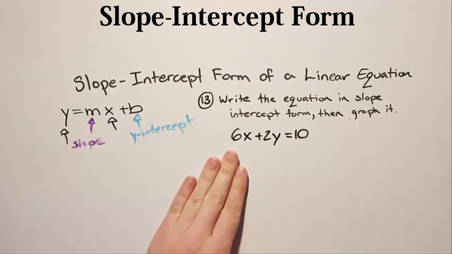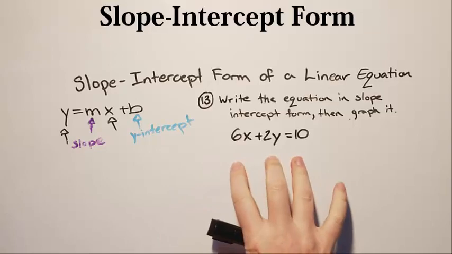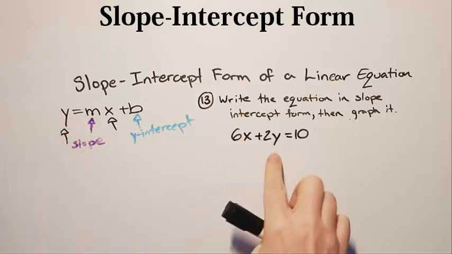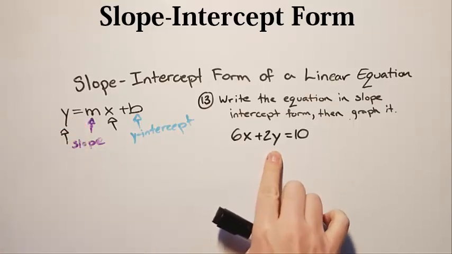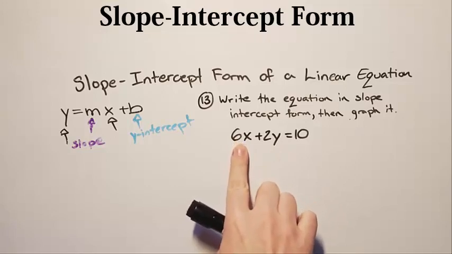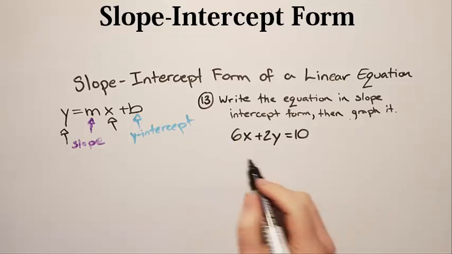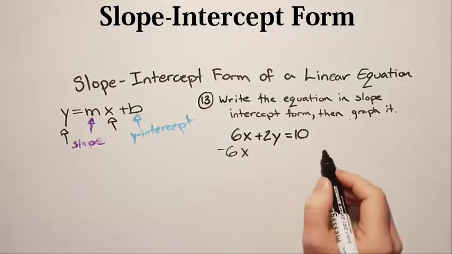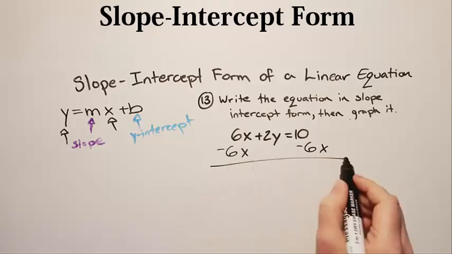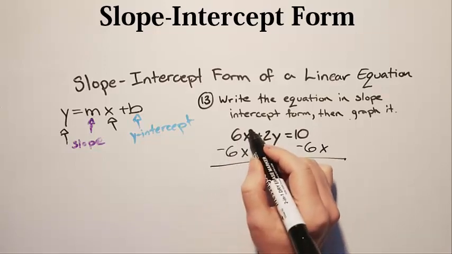This needs to be in slope-intercept form. It is not a y equals problem like it needs to be. So I need to solve for y and make sure y is completely by itself, which means this guy needs to completely disappear. To make him completely disappear, I pair him with a negative 6x. So I have to do it on the other side. 6x minus 6x turns to 0.